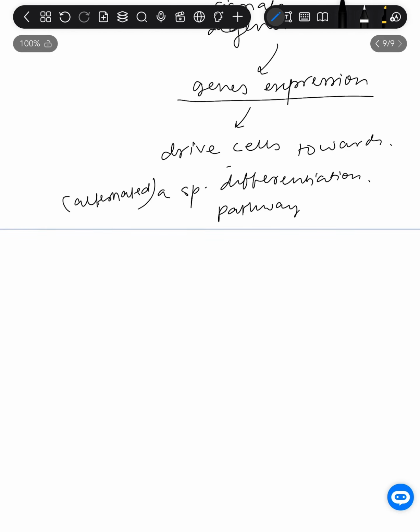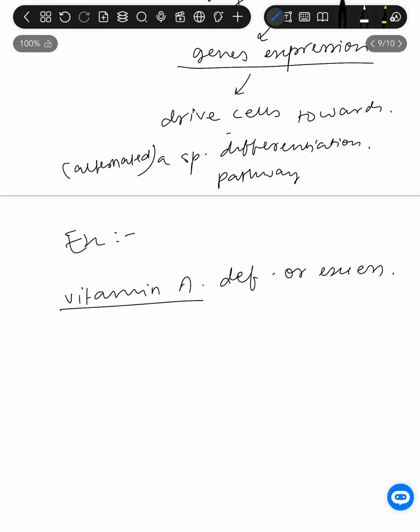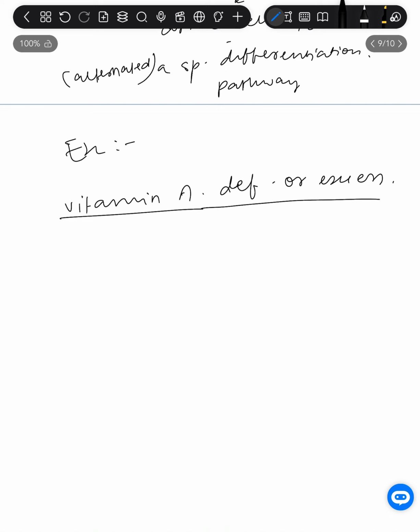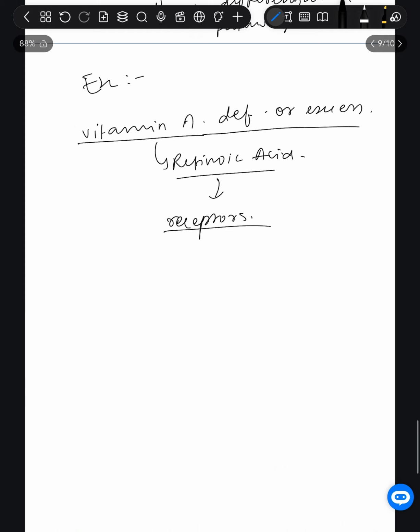Okay, now moving on to the examples that I said. Now I'm not a mystery man or something. I'll tell you this, vitamin A. Okay. What happens in vitamin A deficiency or excess? In vitamin A deficiency or excess, what happens is, vitamin A is also called retinoic acid, retinol, whatever that is, retinoic acid. What happens? We know that retinoic acid forms the major components of receptors. Okay, both membrane receptors and nuclear receptors as well.